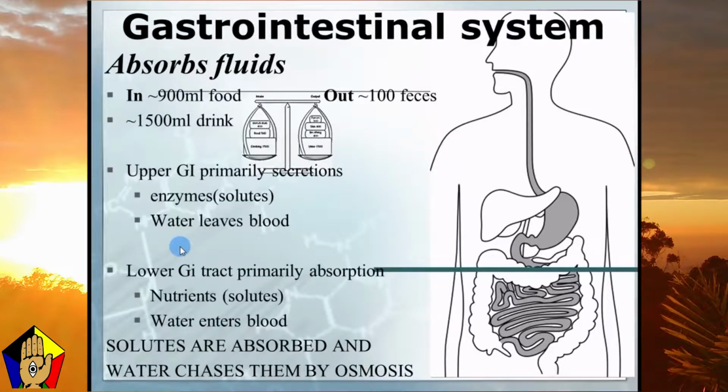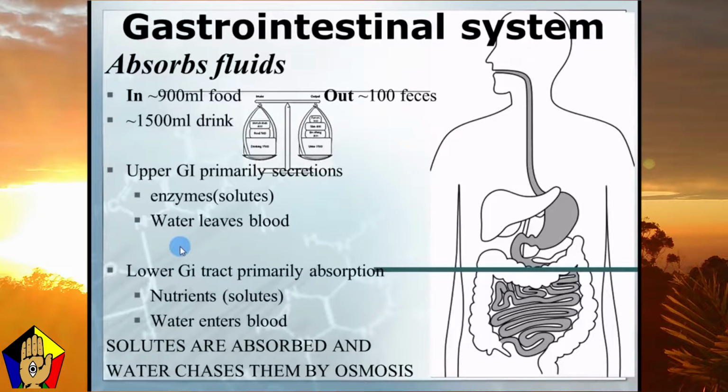So its main goal is to absorb fluids. And every day, of all the fluids that are in your body, you're bringing in about 900 milliliters from food and 1,500 milliliters from drink. When you're using the GI tract to get rid of fluid, remember, the last step of the GI tract is the large intestine, so it's going to absorb most of the water. You're only getting rid of about 100 milliliters of water through the feces. So it's not a perfect balance for the GI tract, which means you have to have another system to get rid of water somewhere down the road, which we'll talk about.